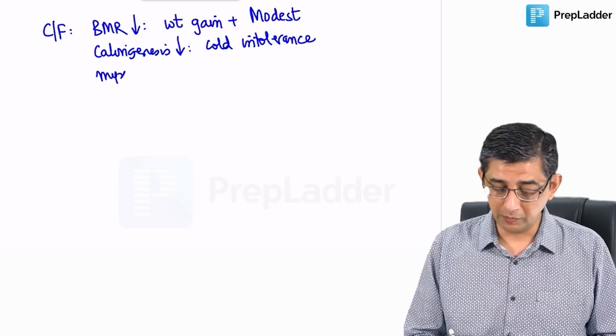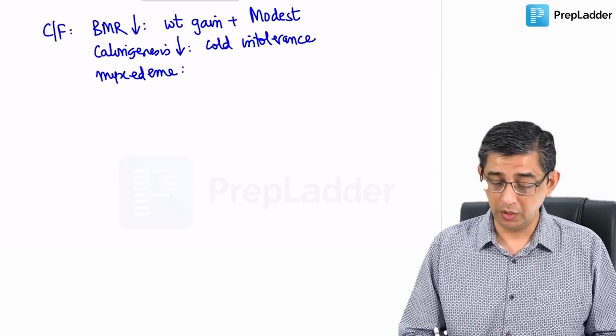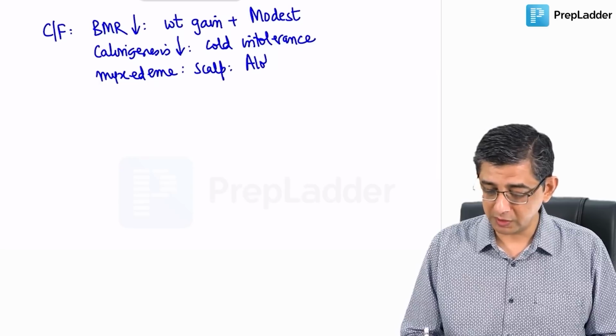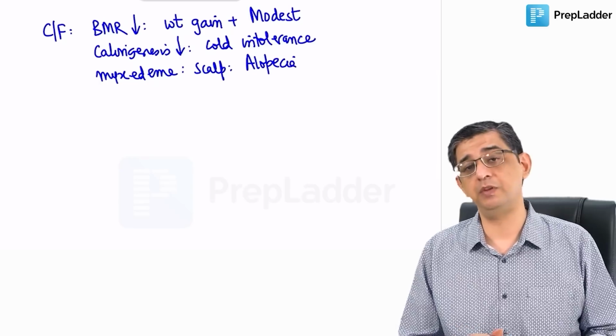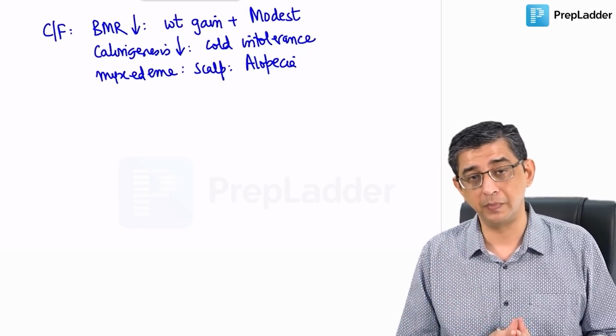Myxedema is an integral component of both hyper as well as hypothyroidism. In hypo, it can occur over the scalp. Therefore, you will notice significant alopecia. Let me say a female patient is combing her hair, brushing her hair, and she is losing a lot of hair.